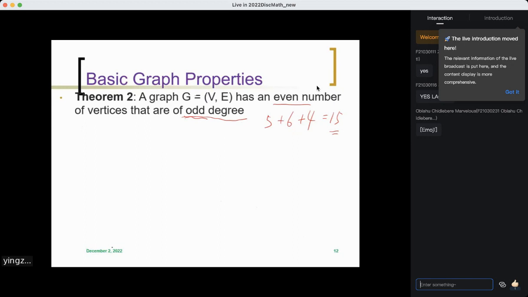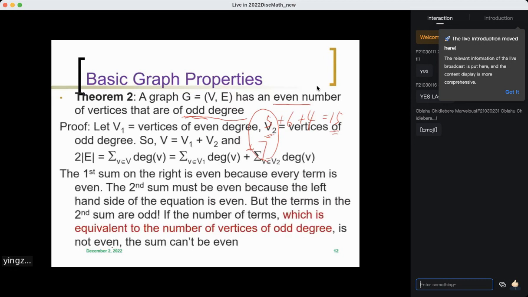It is not even, but the sum of all the degrees should be an even number. So you should be careful: if you have one odd degree, you should have another odd degree so that the sum together is even. It is based on our case. So this is a proof.